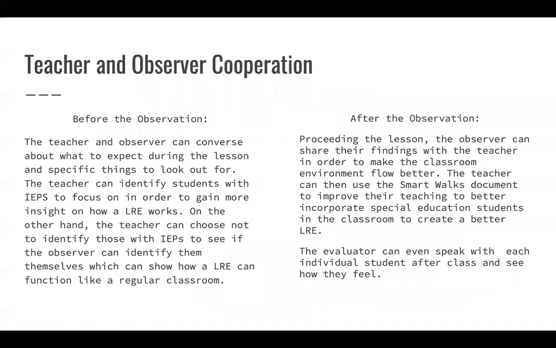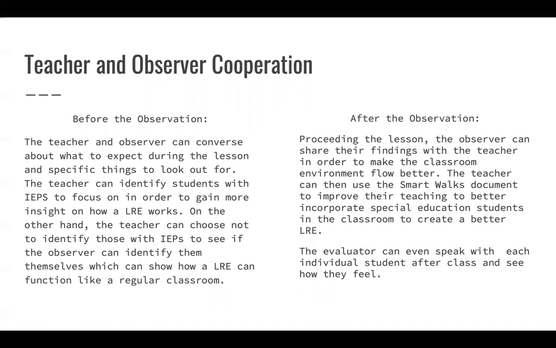So how can teachers and observers cooperate before and after the observation? The teacher and observer can converse about what to expect during the lesson and specific things to look out for before the observation. The teacher can identify students with IEPs to focus on in order to gain more insight on how an LRE works in action. On the other hand, the teacher can choose not to identify those with IEPs to see if the observer can identify them themselves, which can show how an LRE can function like a regular classroom.